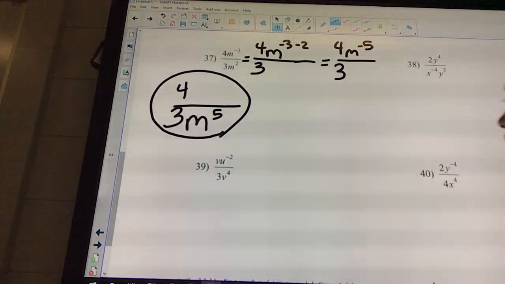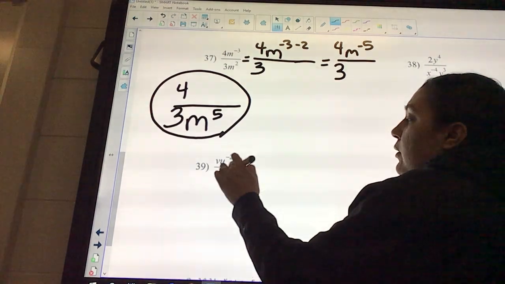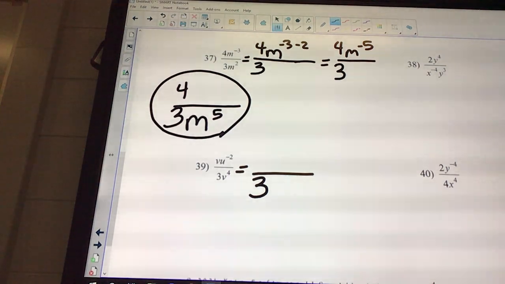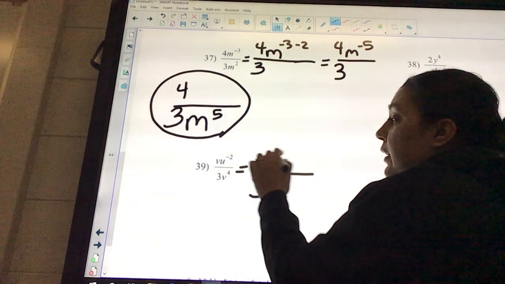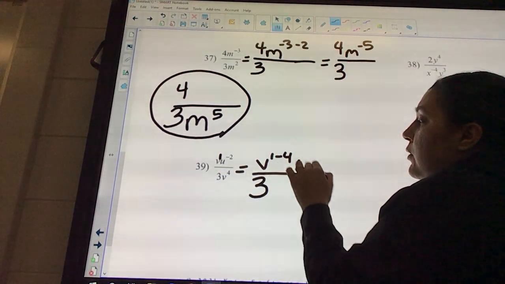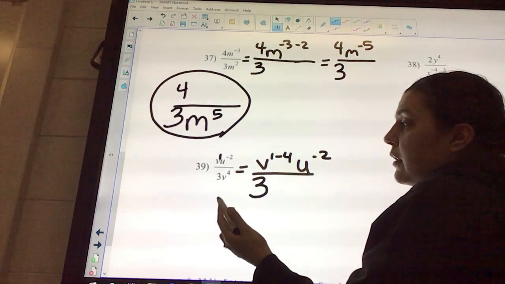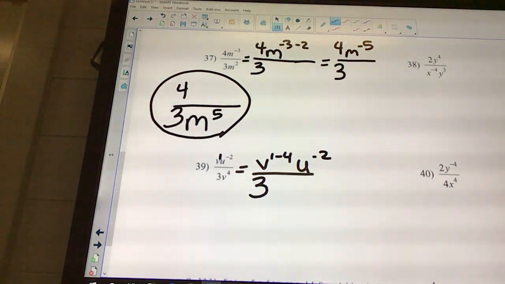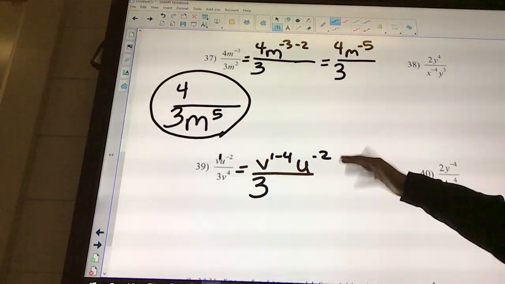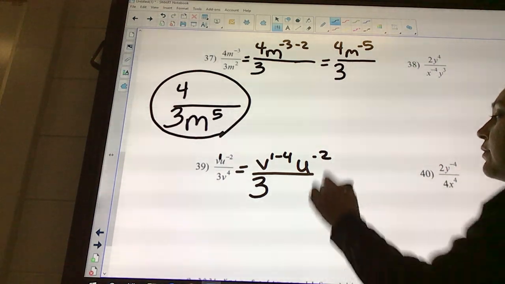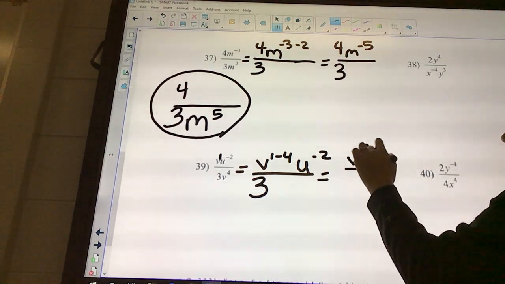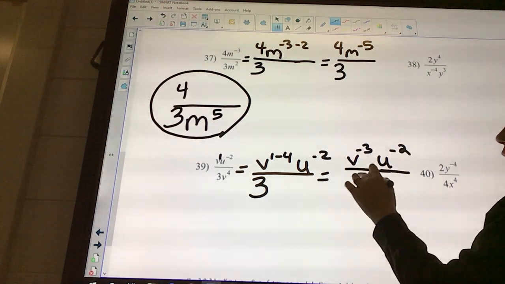Okay, 39, last one. We say equals, we write down our bigs, and then we start to subtract any letters. So we say v to the, and it's going to be a 1 right there. So 1 minus 4. U to the negative 2 minus, but there's nothing on the bottom. So technically, I guess you could say minus 0, but you don't even need to. You can just leave it like that. And so we're going to have 1 minus 4 for the v's is going to be negative 3, u to the negative 2, and you have a 3 on the bottom.